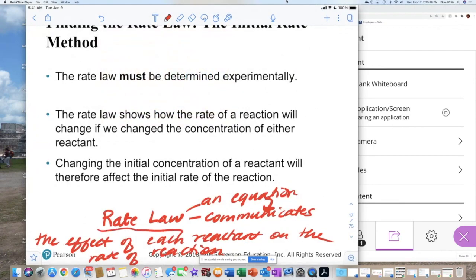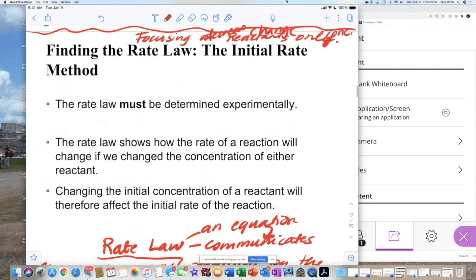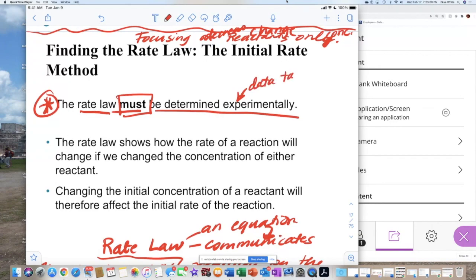Now that we're talking about the purpose of the rate law, before we get into it, we have a warning sign. Warning: rate law must be determined experimentally. Now, we will use calculations, but there will be a data table from an experiment provided. So don't check out and say, well, I don't have time to do experiments, so I can't do this. No, all they mean is you have to use a data table that came from an experiment, and from there you can figure out the rate law.